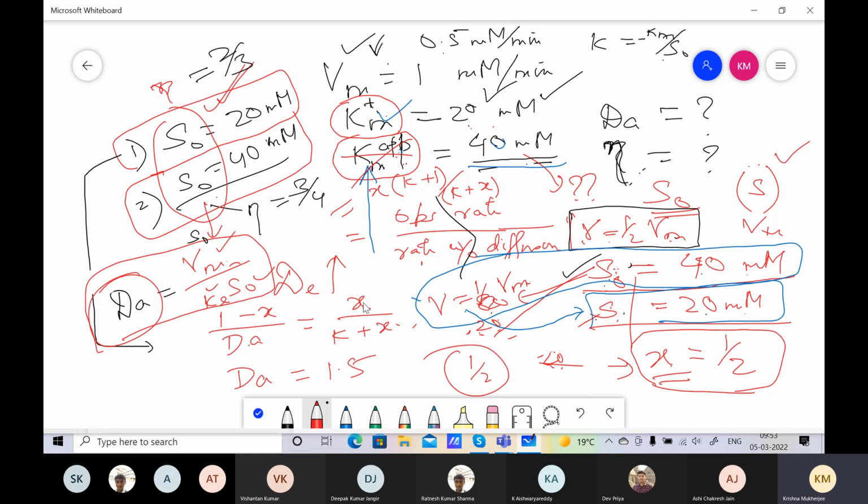So what happens to x? What happens to efficiency? What happens to Da? What happens to kappa as you increase substrate concentrations or you change K? These are a few simple algebraic manipulations. If you go back and do them, you will get a much better feel of the numbers and what is happening. The understanding will become much clearer. That is all I'm trying to suggest.